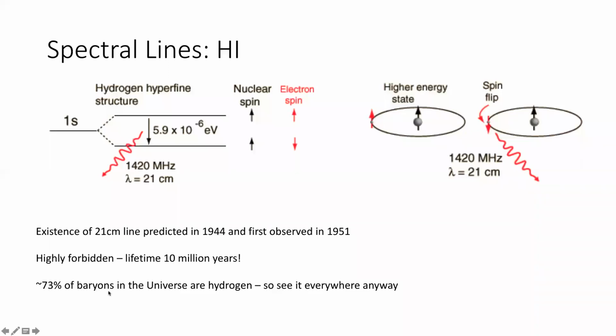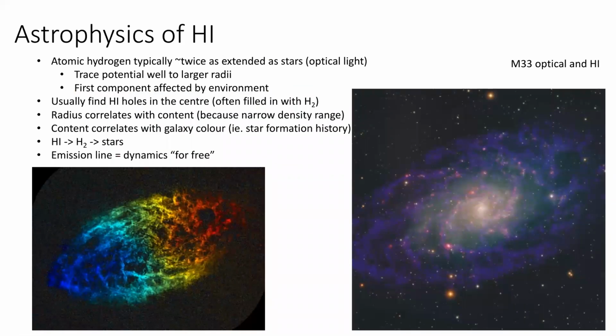However, 73% of all of the material in the universe that is detectable from electromagnetic radiation is hydrogen. So there's just tons of it out there. And so we see this everywhere in the sky. And a lot of my research has to do with detecting this in nearby galaxies. So here are some examples of what this looks like.